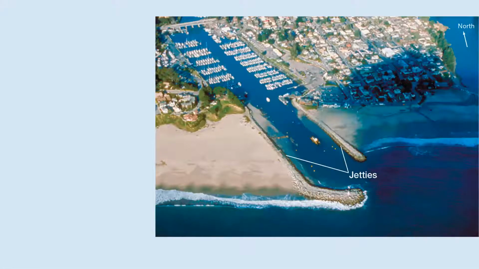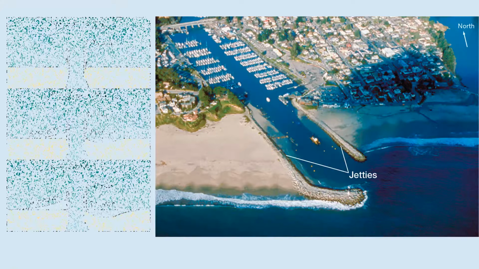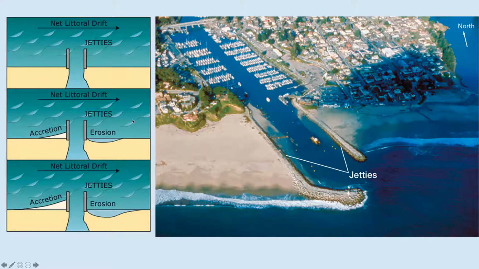Jetties or groins are extensions of rock placed at right angles to the longshore drift. They stop the longshore transport of sediment, and erosion is accelerated down the coast, similar to the breakwater. Cliffs are then exposed to accelerated erosion, and the accretion of sand occurs on the other side.